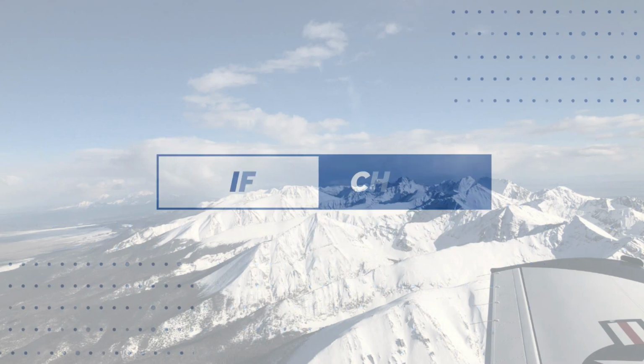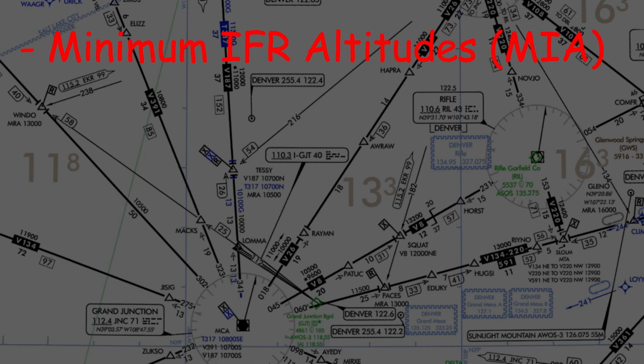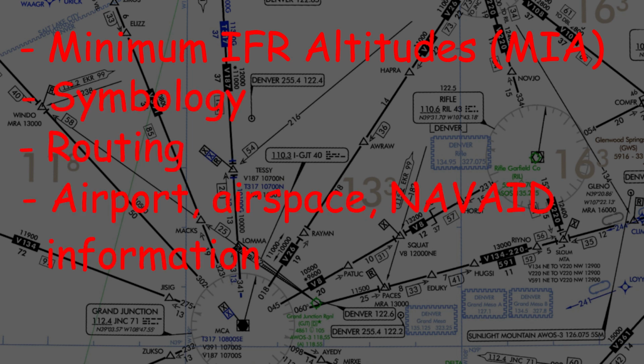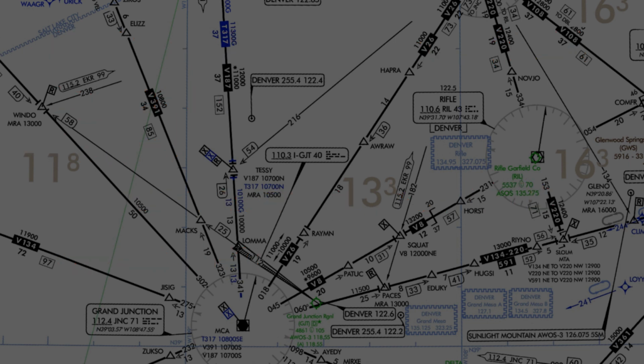In this lesson, we look at information presented on IFR charts. This includes minimum IFR altitudes, chart symbology, routing, and airport, airspace, and nav aid information.